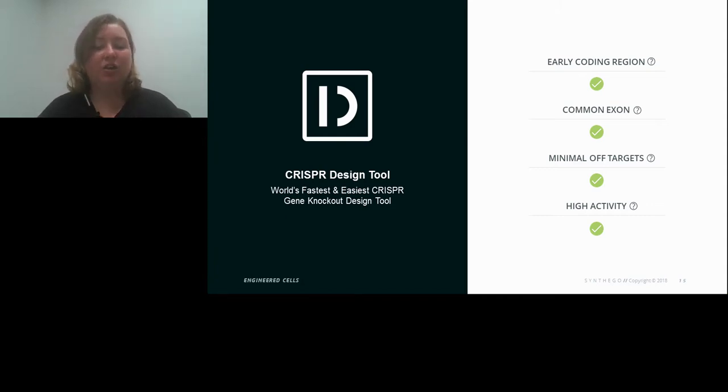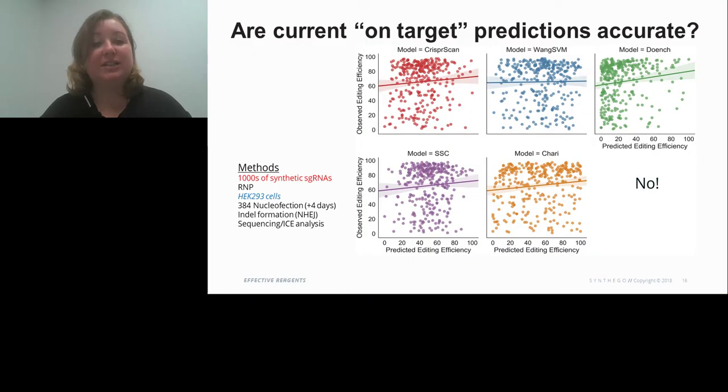Does an on-target score actually equate to better editing efficiency? We did this experiment in-house, using thousands of different guide RNAs and looking at the 5 different algorithms that are usually used for on-target scores. As you can see from this data, where we have the predicted editing efficiency on the x-axis and the observed on the y-axis, there's actually no correlation for any of these algorithms between the predicted score and the actual score.